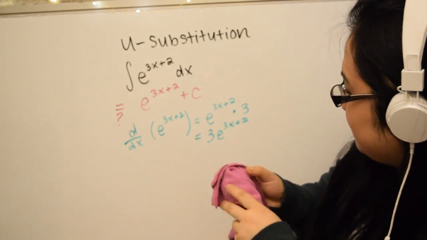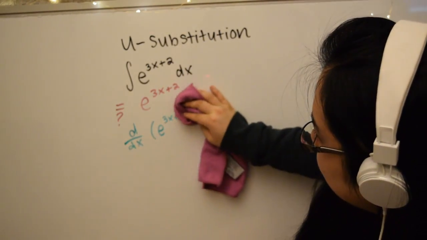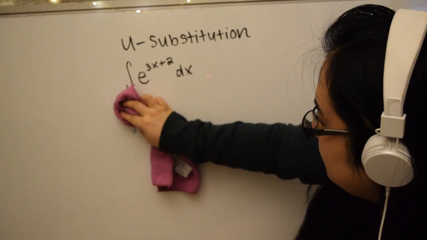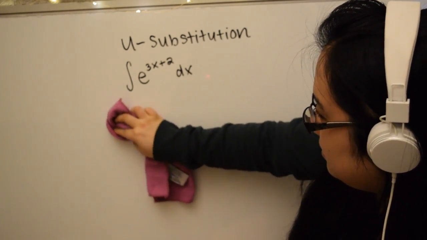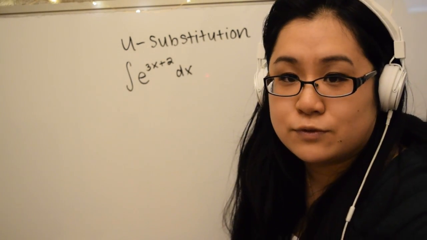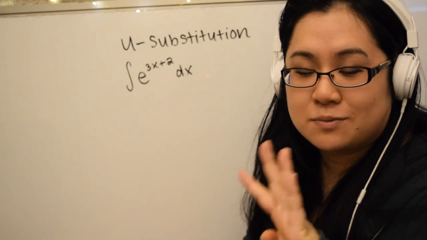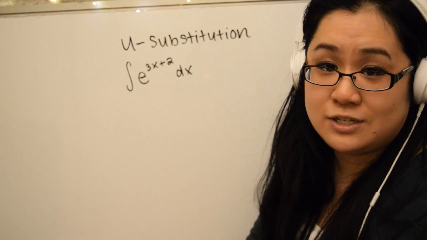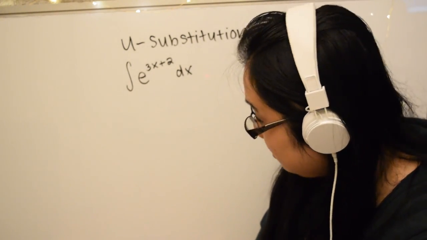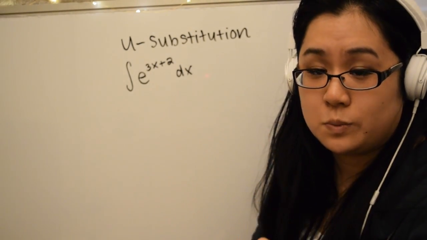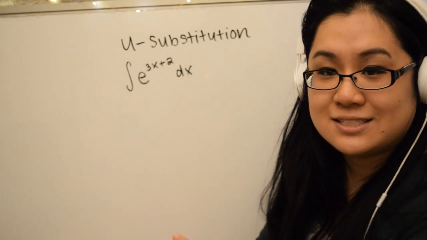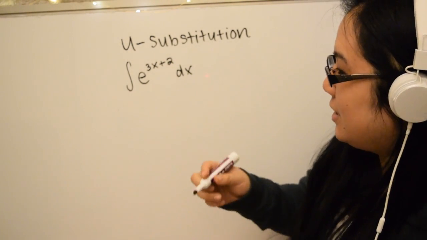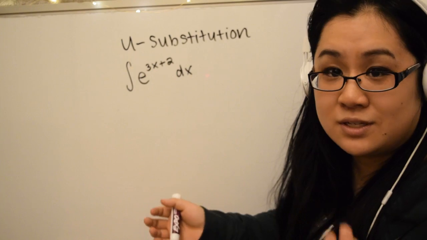Okay, so let's see here. The key thing is, for integration by parts, we had 4 things we needed to find or calculate: u, dv, v, and du. Here, we only need 2. We only need u and du, okay? And of course, you can get one from the other.